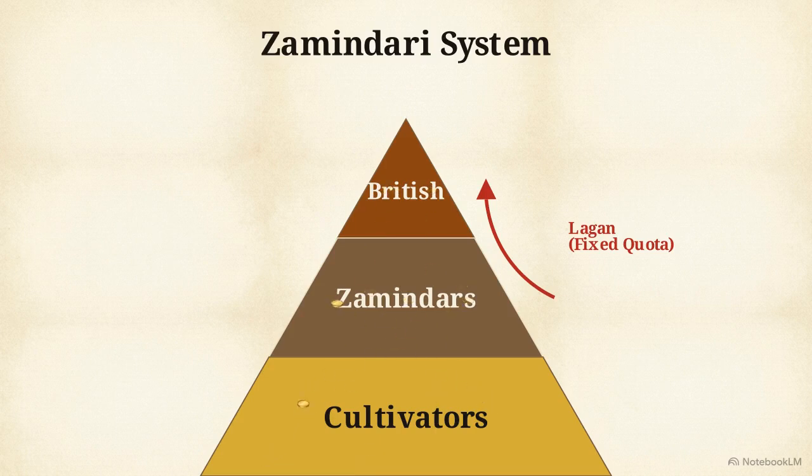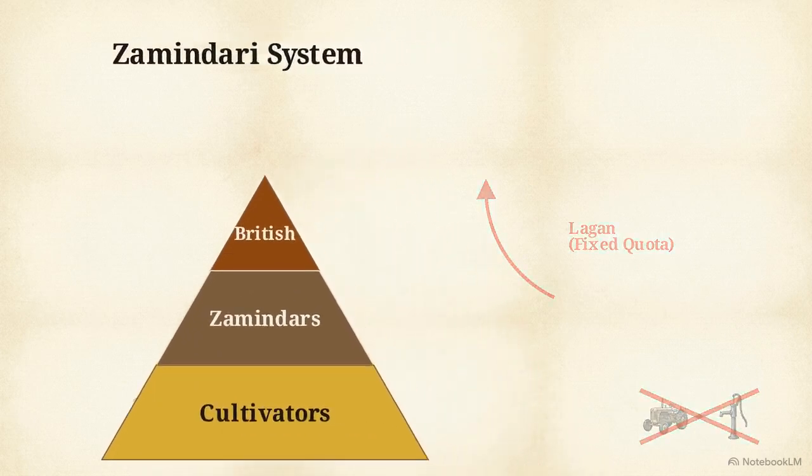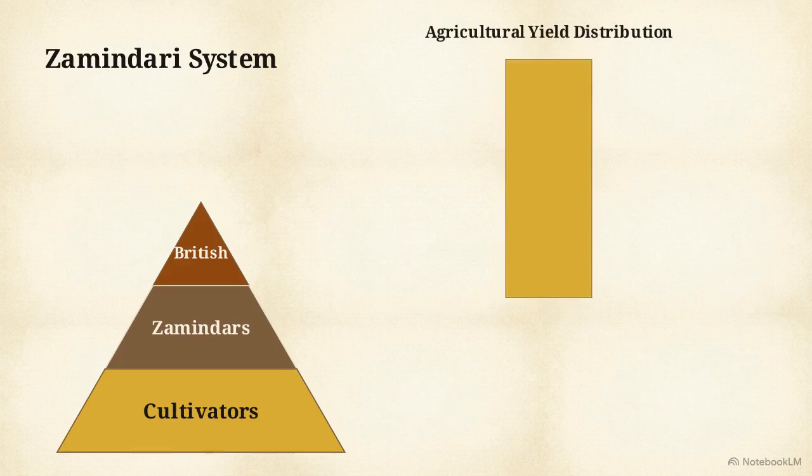To secure their own profits on top of that strict quota, Zamindars aggressively extracted the maximum possible rent from the cultivators. By the time the rent was paid, cultivators were left with barely enough food to survive and zero surplus capital. Without capital, they were incapable of investing in basic irrigation, better seeds, or modern technology.